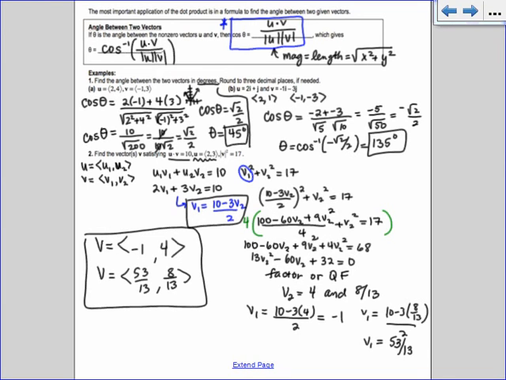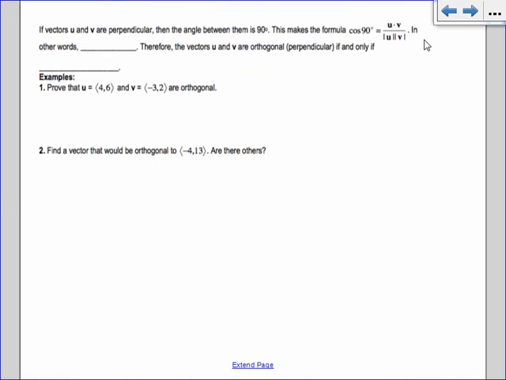So yes, the -1 and 4 looks very, very nice. You could probably even guess that one using guess and check. But you probably couldn't use guess and check to get the 53 over 13 and the 8 over 13. Okay, so guess and check is not the best method for these problems. All right, so like I said, that one's probably the hardest one that you will have on your homework. The rest of them are pretty simple.